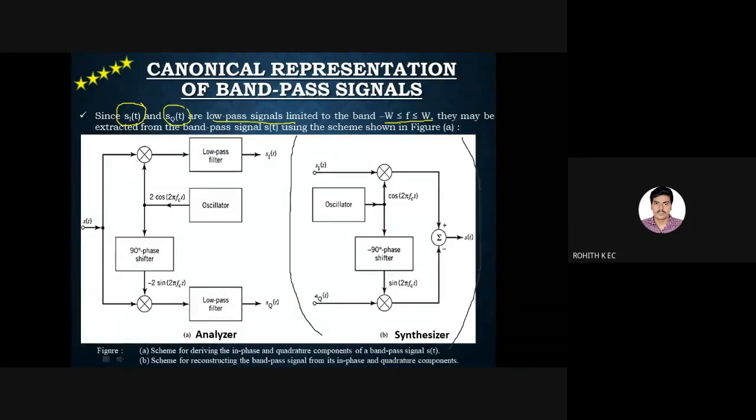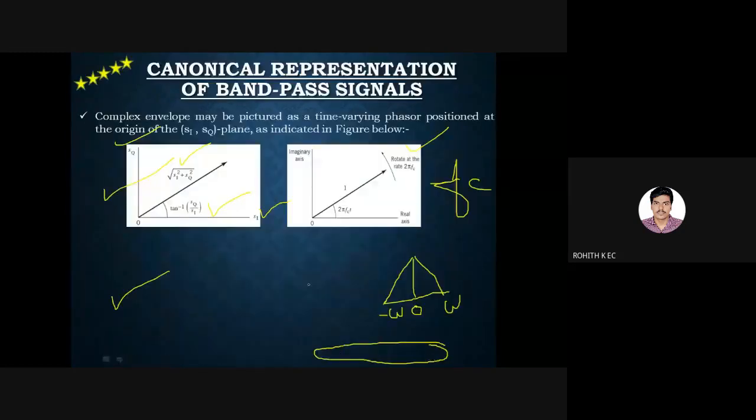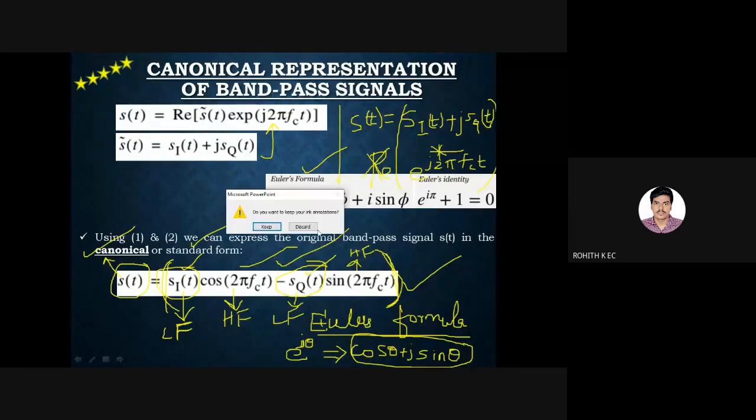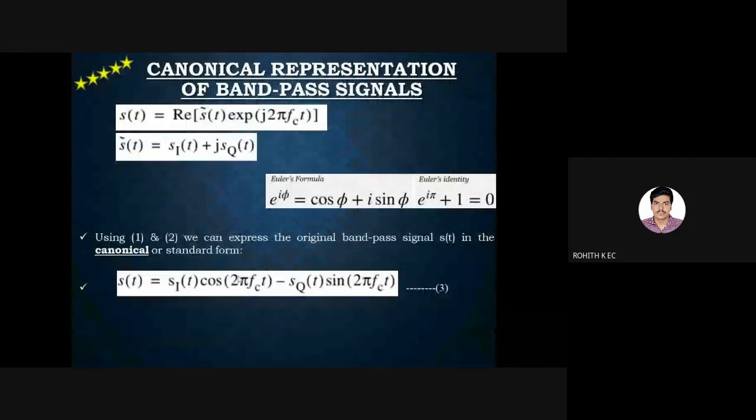So if you look at the synthesizer, what it is doing is taking si of t and multiplying it with cos 2 pi fct, which will be produced by this oscillator. Then I'll pass this through a minus 90 degree phase shifter, because a cos with a minus 90 degree phase shift produces a sine function, and then I'll multiply sq of t with the sine function, and both are combined to produce s of t. Now this diagram of the synthesizer is nothing but the implementation of this equation. See here in this equation, what do we have? si of t cos 2 pi fct minus sq of t sin 2 pi fct, isn't it?